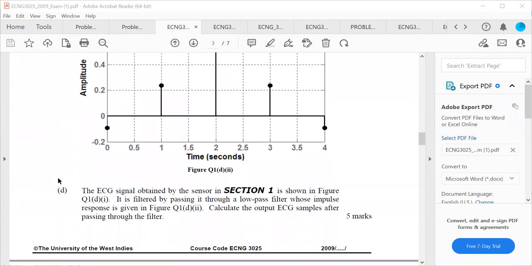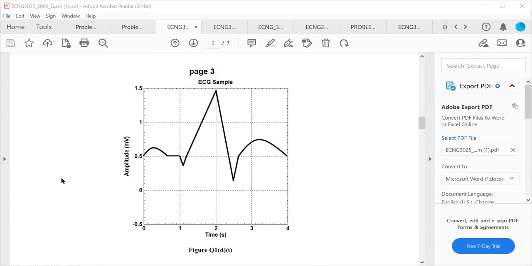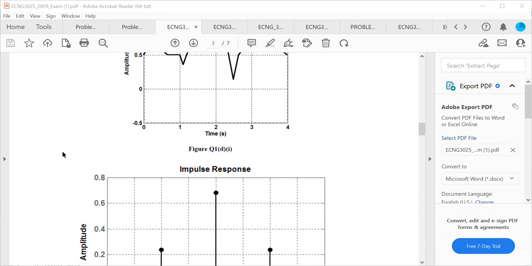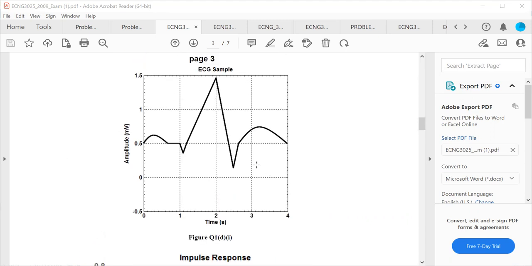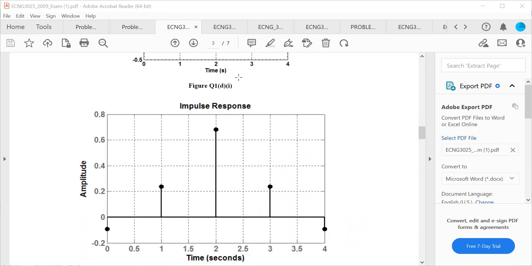Right, the ECG obtained upstairs is filtered by passing through a low pass filter whose impulse response is given by figure Q1D part 2. Calculate the output ECG after passing through the filter. This is testing a convolution. If you remember, from what we were saying, anytime you pass a signal through a system, what you do is convolve the impulse response of the system with the signal. So this is a convolution question. So it's asking you to convolve the ECG on top with the impulse response below.